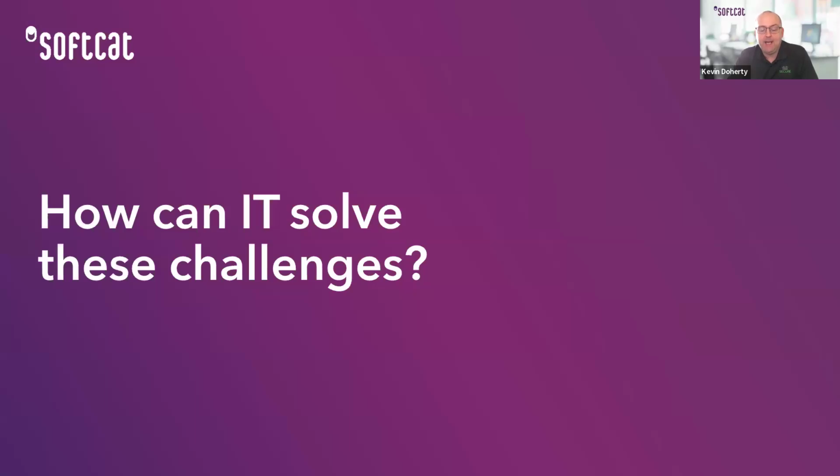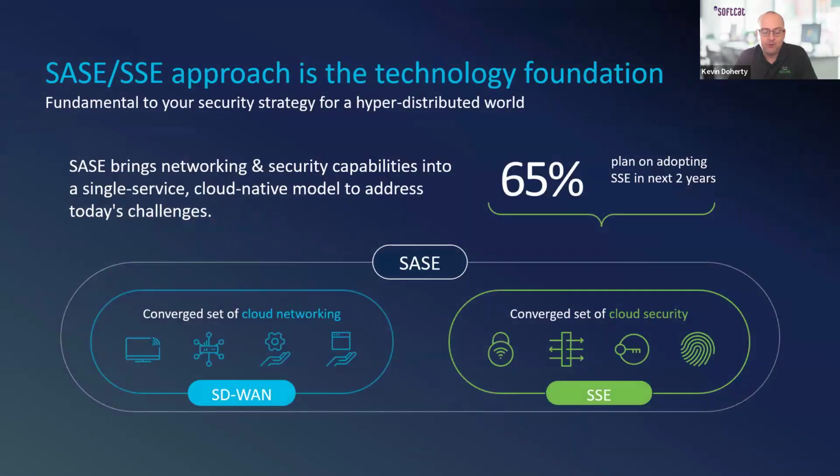So how can IT help solve these issues? And what we're here today to talk about is SASE, or SSE. So for those of you that aren't familiar, what actually is SASE? SASE stands for Secure Access Service Edge. It's a revolutionary approach to network architecture that combines what was traditional wide area networking, your WAN, and network security services into a single cloud-delivered service model.